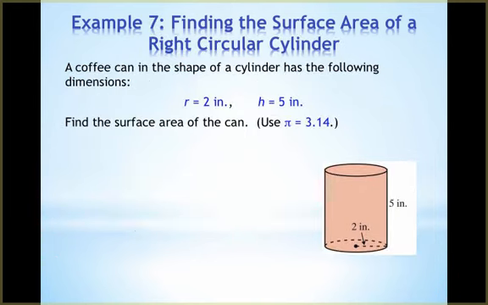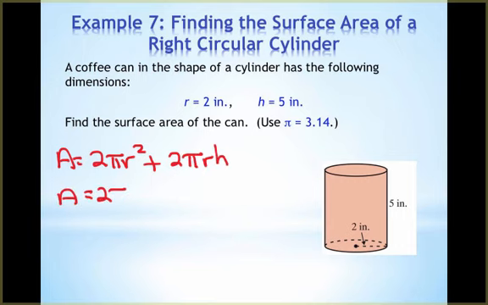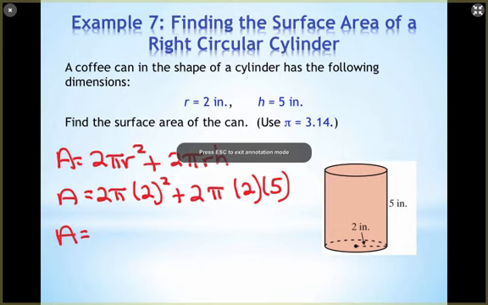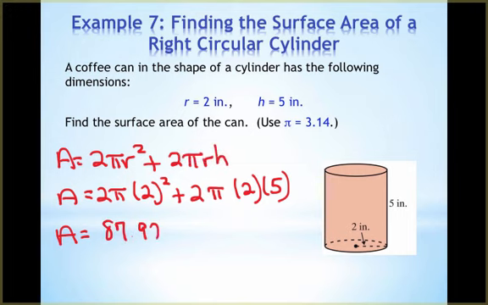Now let's find the surface area of a right circular cylinder. So we have a coffee can that's in the shape of a cylinder, and I want to find its surface area. Well, my formula for surface area is 2 pi r squared plus 2 pi rh. So we know our radius is 2, so I'm just going to substitute in all my numbers here. And my height is 5. So again, we can use our calculator. And remember to use 3.14 for pi. And I have 87.92. And this would be square inches.